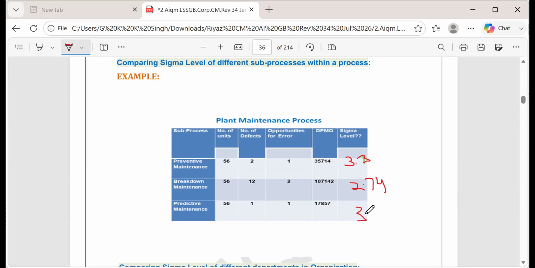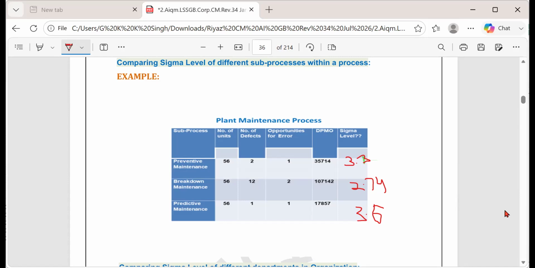What is the difference between preventive maintenance and predictive maintenance? Predictive is where we do risk assessment, and you are getting some warning from the machine that something will go wrong. Yes, you can predict a failure.